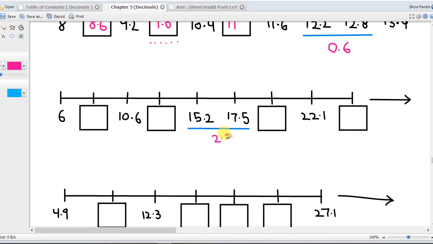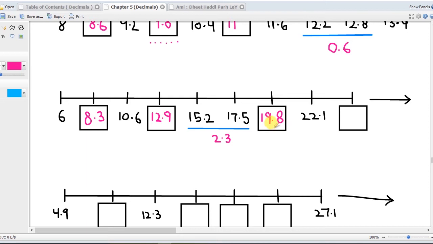Remember 2.3 here. Now simply add 2.3 to this 6. The next number we land on is 6 plus 2 is 8, and 8.3. Now if you add 2.3 to 8.3, we get 10.6. Now add 2.3 to 10.6. The next number we get is, add 2 to 10 we get 12, and add 6 to 3 we get 9, so it's 12.9. Then after 17.5 add 2.3 to it, so this will become 19.8. After that we have 22.1.